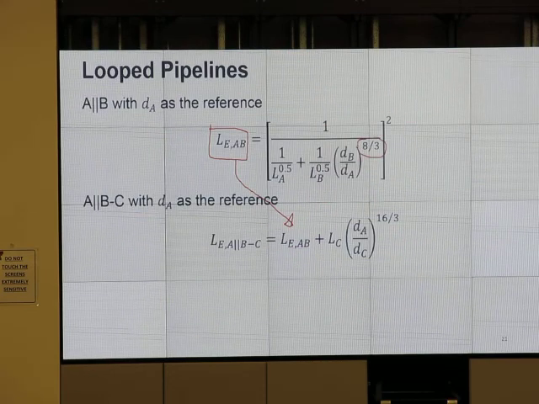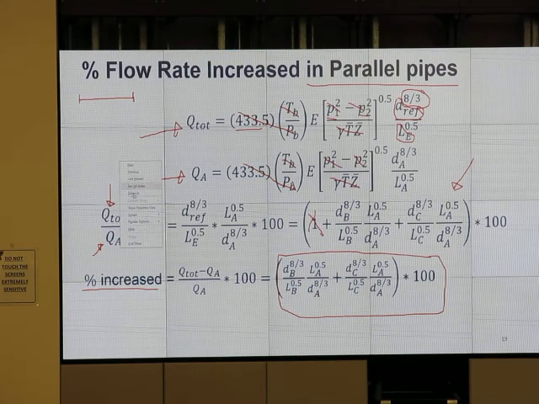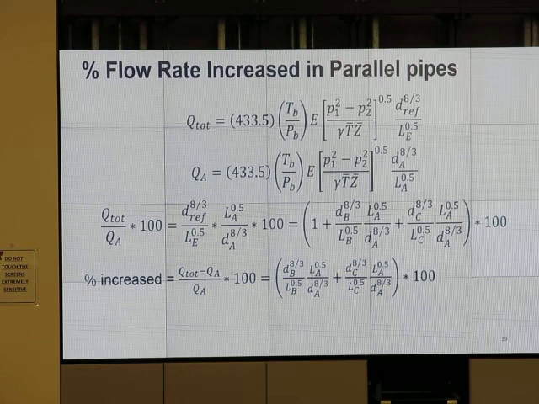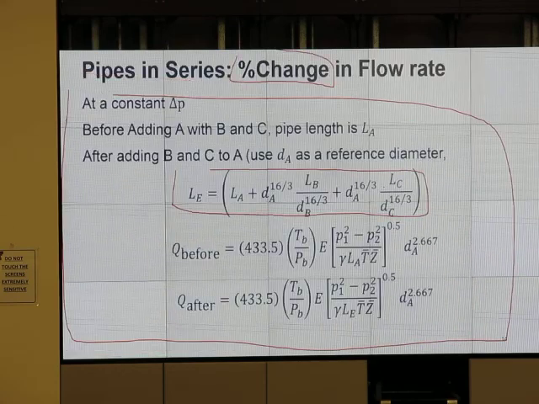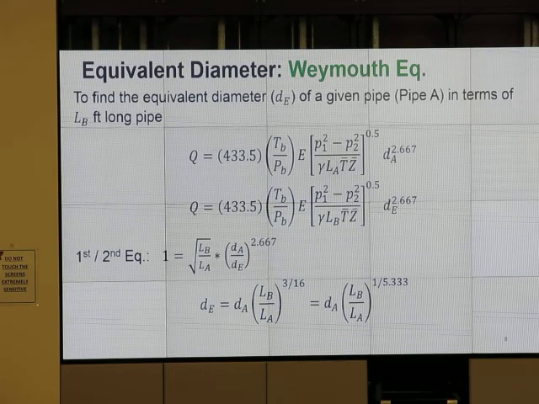It's 8/3. Where does that 8/3 come from? 8/3 is the exponent for the case of the Reynolds equation. Okay, so that is the exponent for the Reynolds equation. Let's compare the Reynolds equation and the Panhandle equation closely. Reynolds equation, 2.667. Is that 8/3? Yes, that is 8/3.